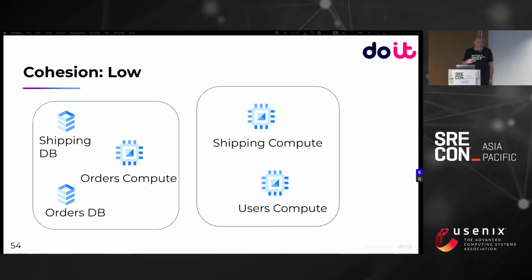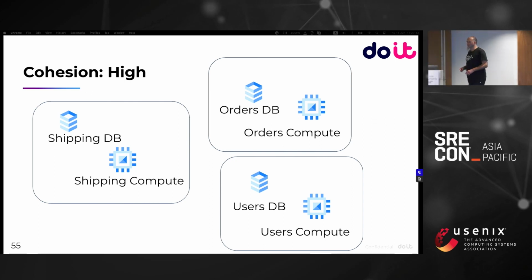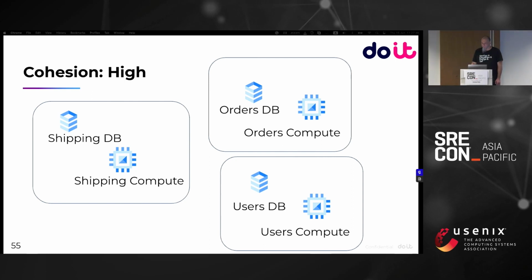Shipping compute and users compute don't belong together. The shipping DB belongs with the shipping compute. And so draw the boundaries. I don't mean draw the boundaries so that the things that talk to each other go together, this is of course a highly simplified example.